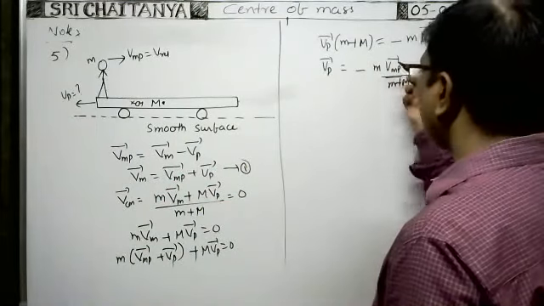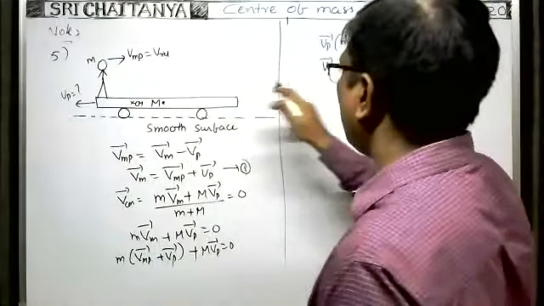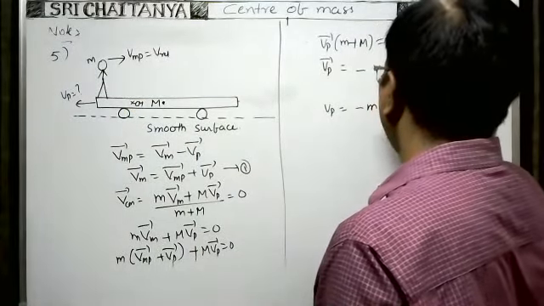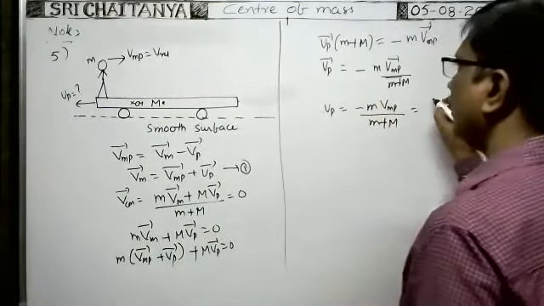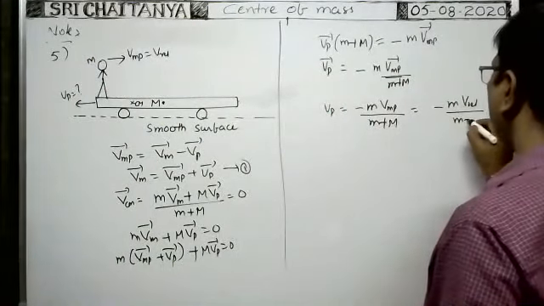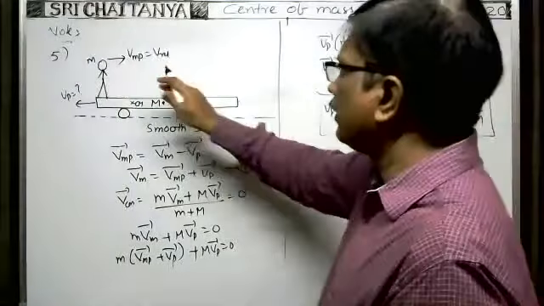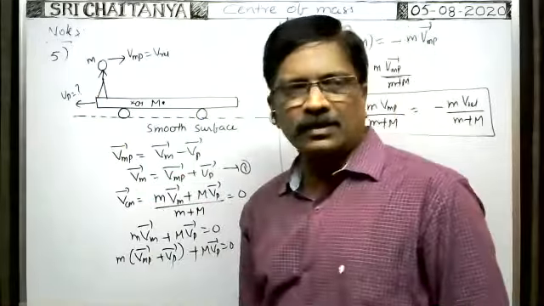I think we got the same formula. As plank and man both travel along the same straight line, simply we can write Vp is equal to minus m into Vmp by m plus capital M, or minus m into V relative by m plus capital M. Here the minus sign represents that if the man travels with a relative velocity in this direction, then the plank moves backwards. That's why the minus sign is there.